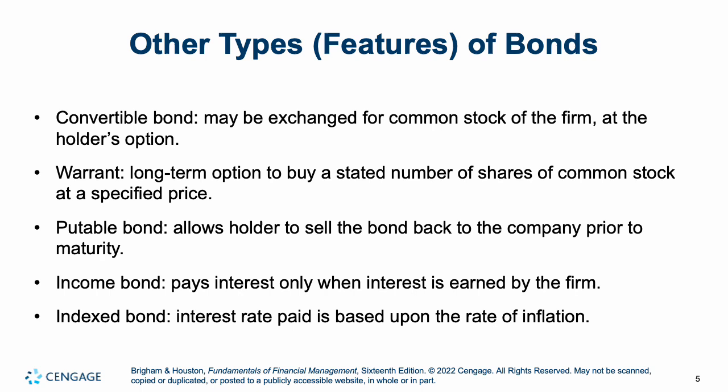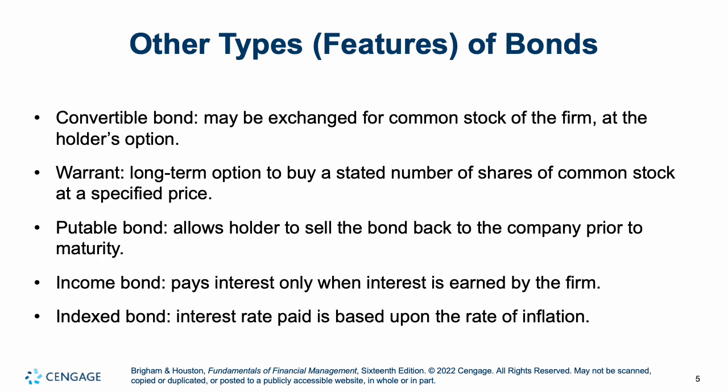Other features of bonds: bonds can be known as convertible or warrant bonds. Both of those we are going to cover in later chapters. In chapter 20 we go into convertibles and warrants. Convertible bonds can be exchanged for stock of a company at the holder's option. So if you hold the bond, you can exchange it for stock. A warrant is a bond that has stock options attached, which gives you the right to buy a stated number of shares at a specified price.